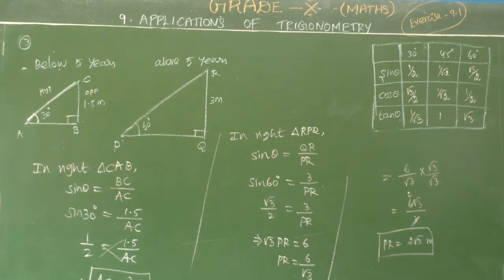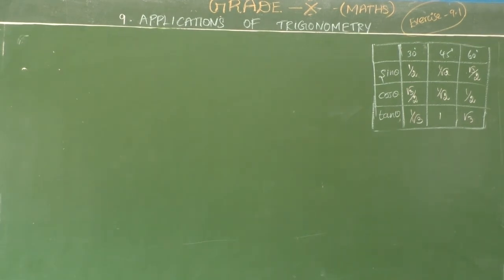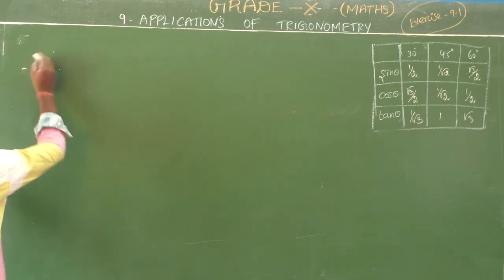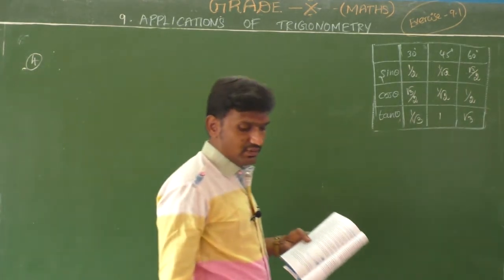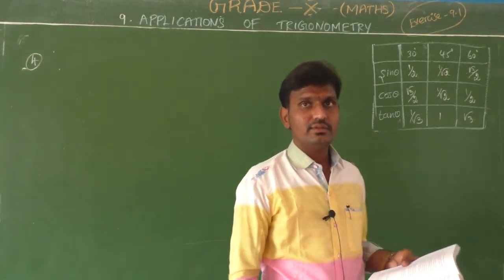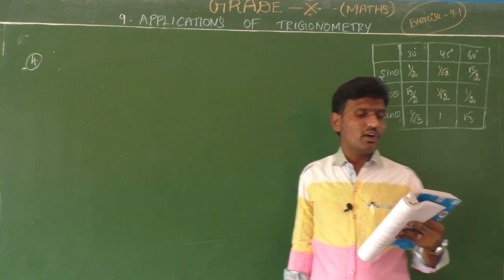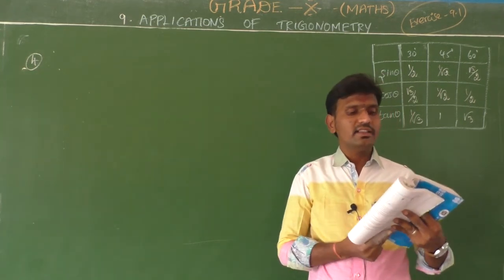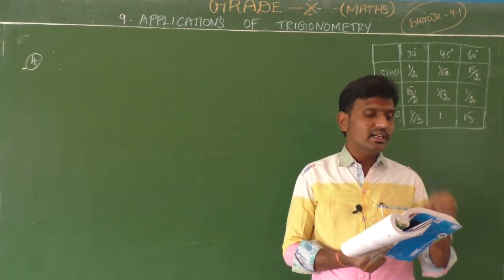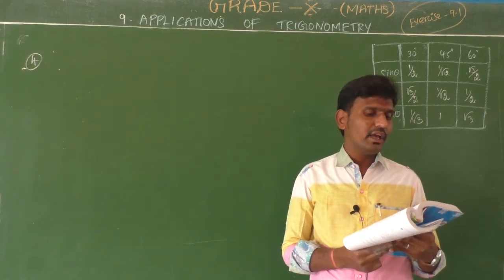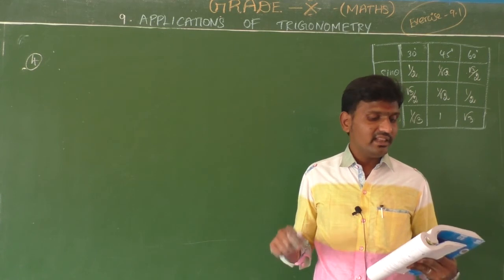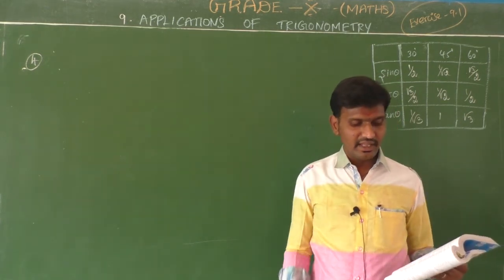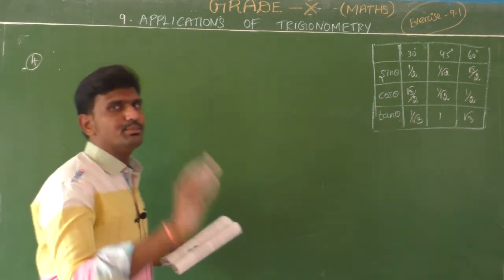And the next question, question number 4. It is a very easy question. The angle of elevation of the top of a tower from a point on the ground, which is 30 meter away from the foot of the tower, is 30 degree. Find the height of the tower. It is a very simple question.